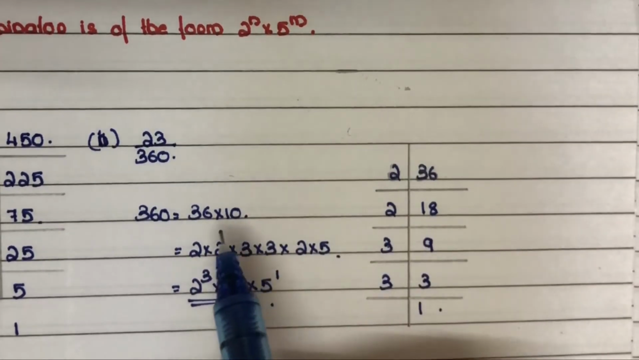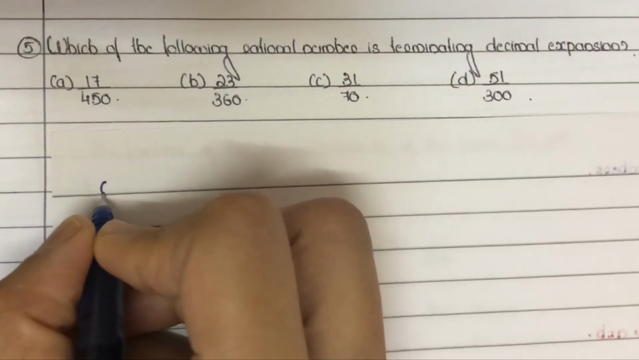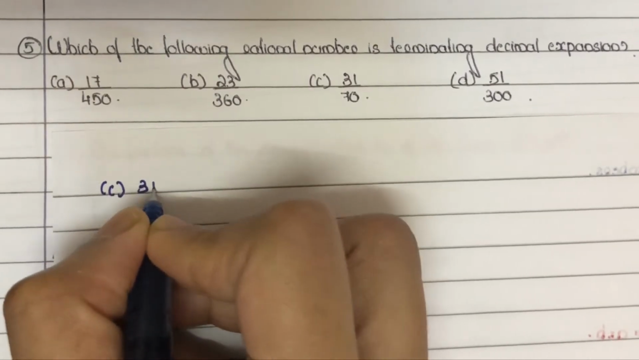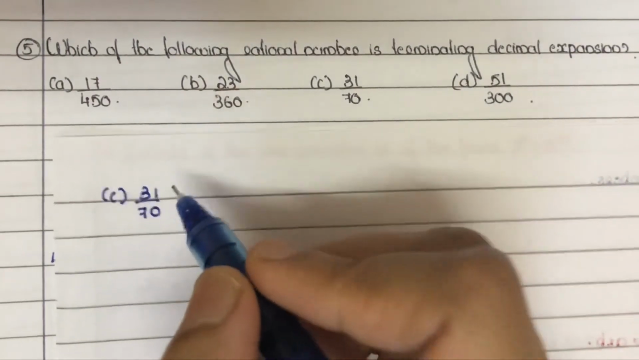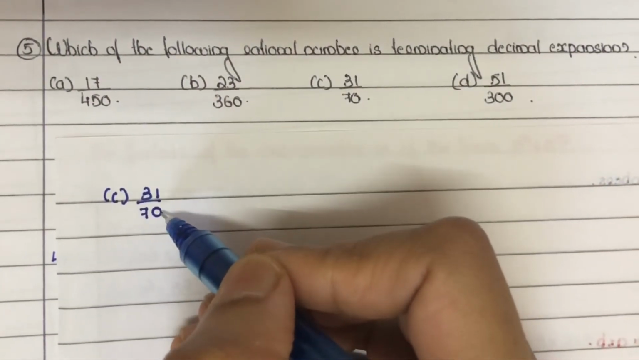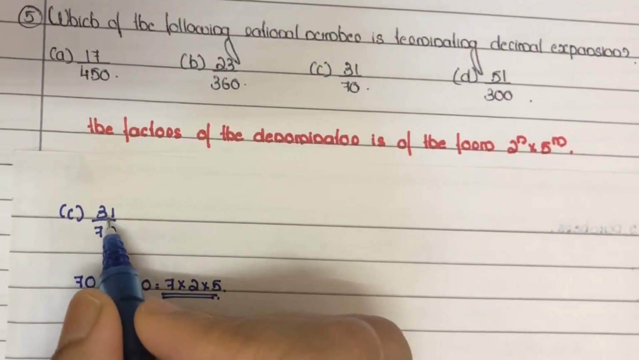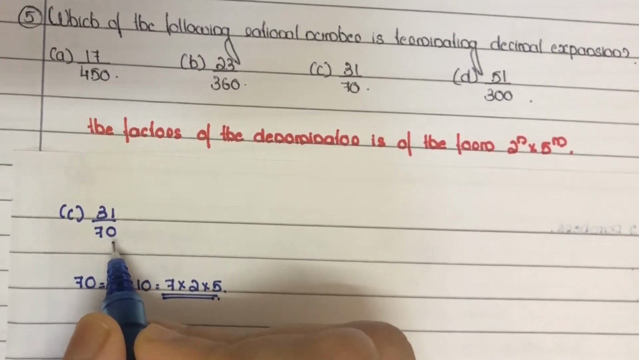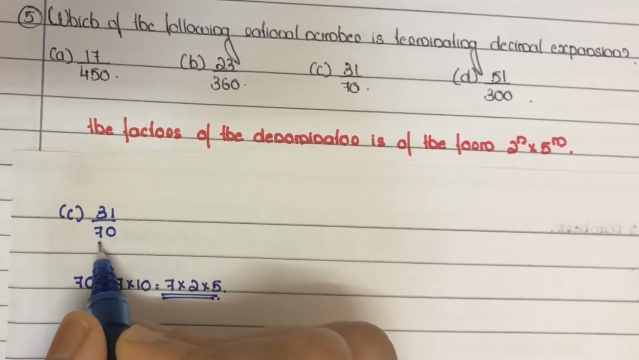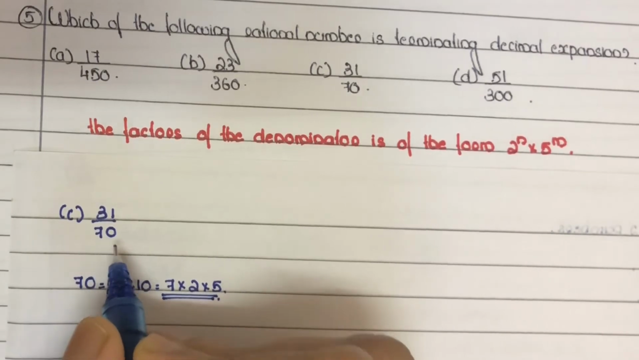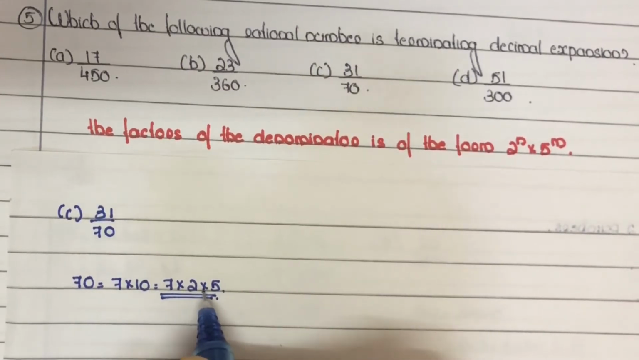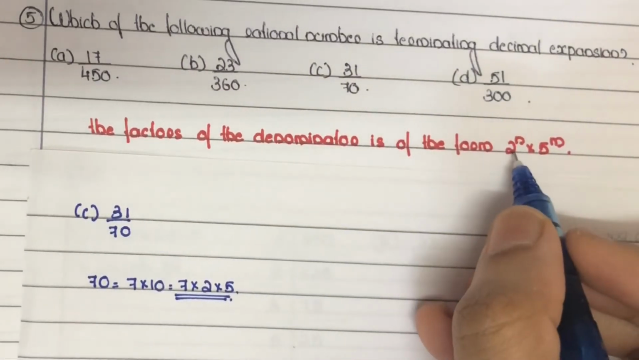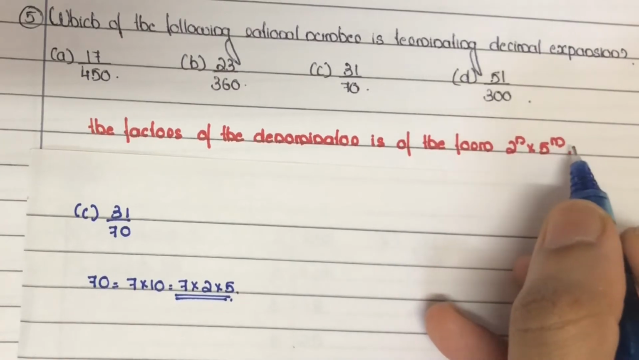Now consider the third option, option C, 31 by 70. First step, make it in the simplest form. Here 31 by 70 is in its simplest form. Now do the prime factorization of the denominator, that is 70. 70 is 7 into 10, and 10 is 2 into 5. Okay, here also the denominator is not in the form 2 raised to n into 5 raised to m.